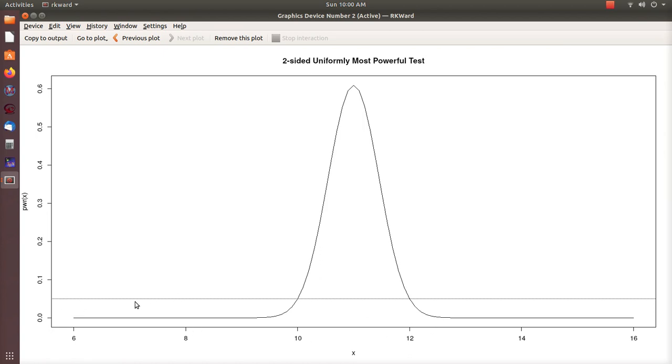Notice I put a dotted line here at 0.05. At 10, it's alpha, and at 12 it's alpha, and then everything in the null region is less than that. So it's an unbiased test, which we're not covering in this video. The power goes up, and at some point in the middle is maximum power, which is at 11, and would be around 60%.